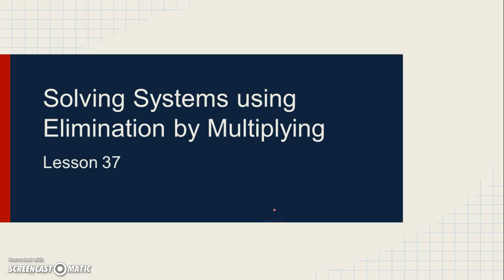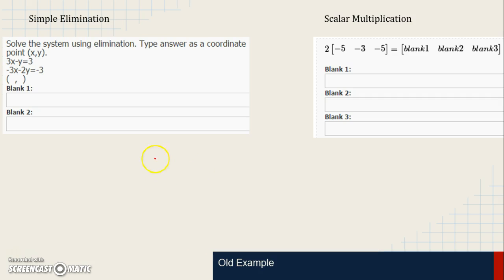Today's lesson is solving systems using elimination by multiplying. And this is lesson 37. In lesson 36, you'll recall that we solved systems using elimination by either adding or subtracting. In this lesson, we're going to add in one extra step in which we have to multiply, and you'll see what I mean as we go through these examples.